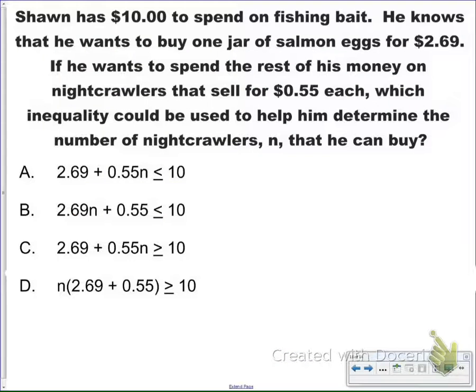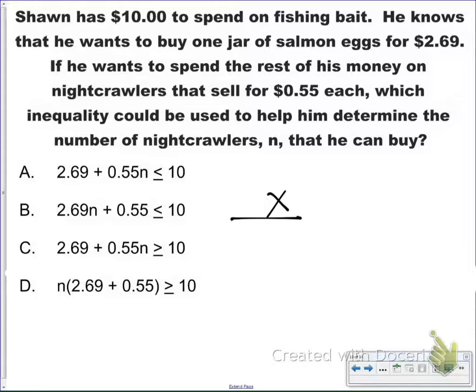Okay, so having said that, I want to look at an example. So let's look at this one. Sean has $10 to spend on fishing bait. He knows that he wants to buy 1 jar of salmon eggs for $2.69. If he wants to spend the rest of his money on night crawlers that sell for 55 cents each, which inequality could be used to help him determine the number of night crawlers that he can buy? Okay, so if I'm setting this up, I first off want to say, okay, here are my pieces.